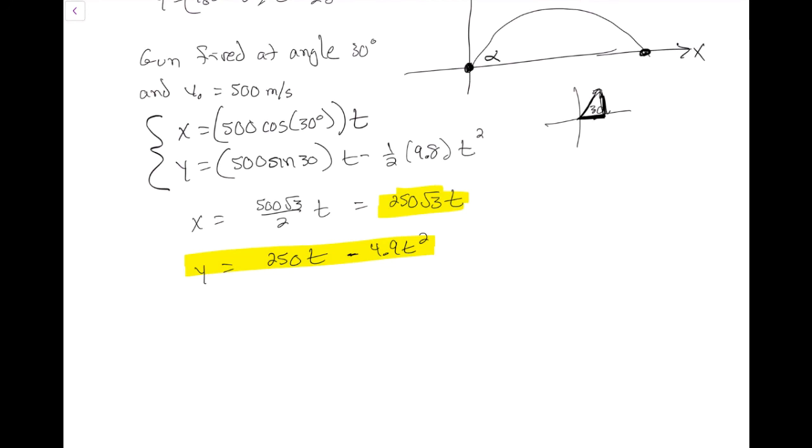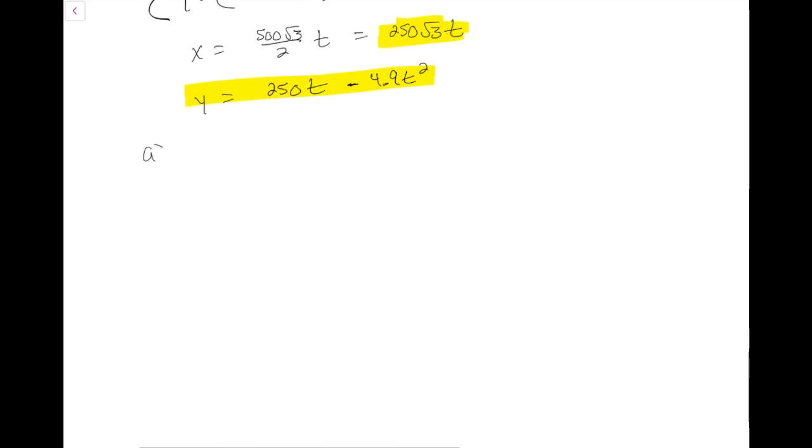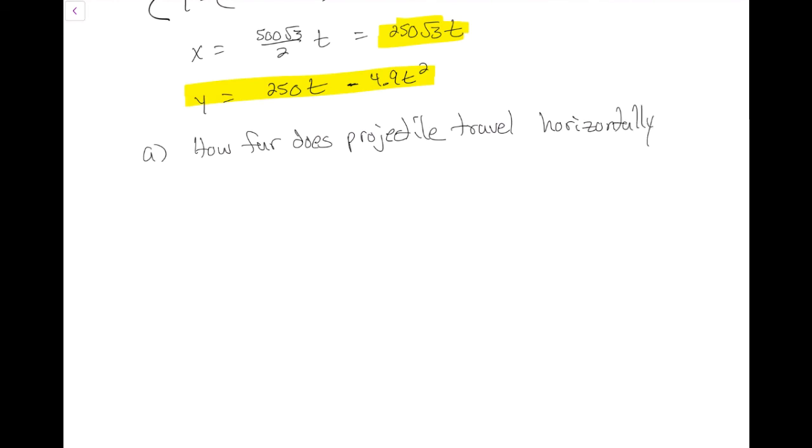And probably one of the first questions you would typically see: how far does the projectile travel from its launch? So let's say part A is how far does the projectile travel? Now in this case, what we really mean is horizontally, right? So we just want to look at the travel horizontally from launch.